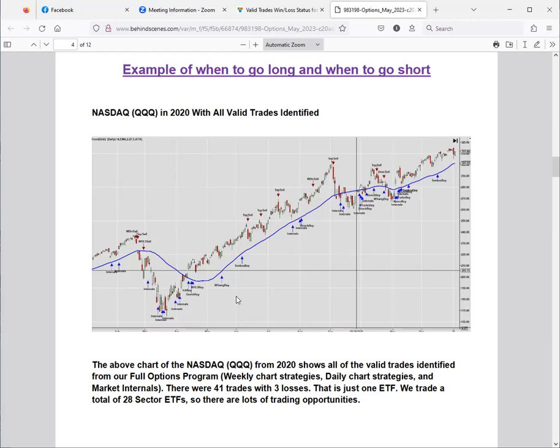The NASDAQ is one of our favorite things to trade. We have great results on every single strategy with the NASDAQ. But this is what this person wanted to do, so that's why I put this together, just to create a visual. And it's a good visual.